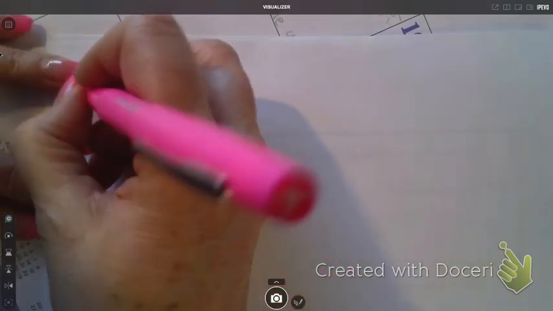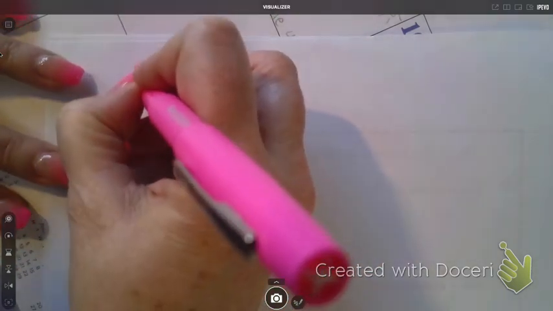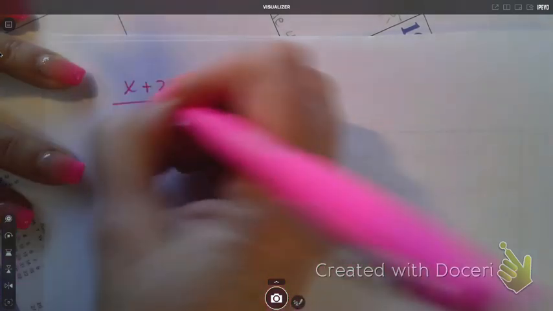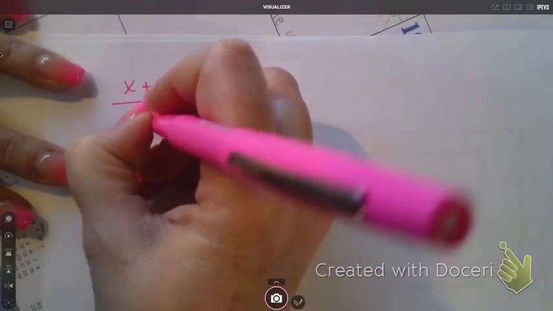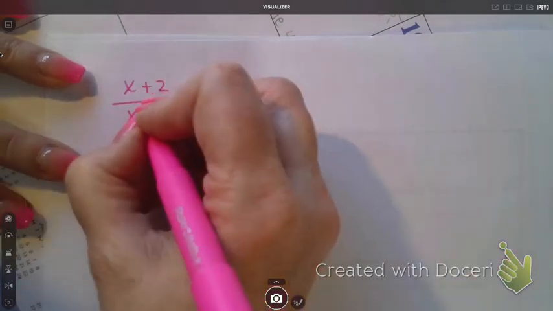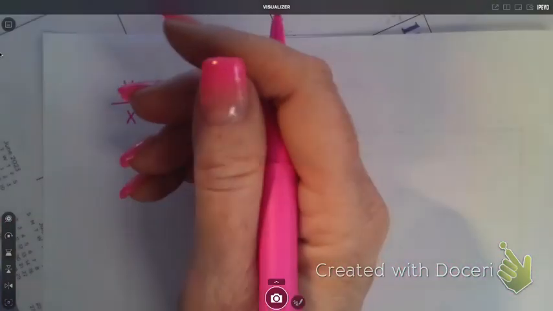They have x minus, plus 2, excuse me, over x squared. Oh, no. X to the 4th.